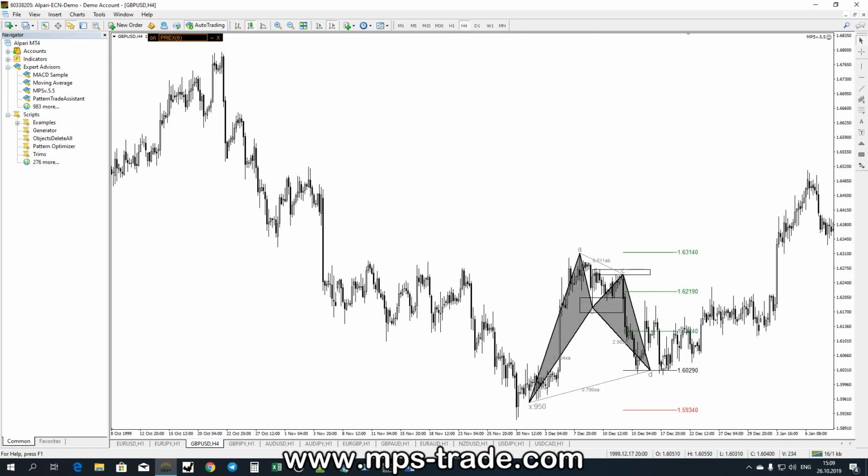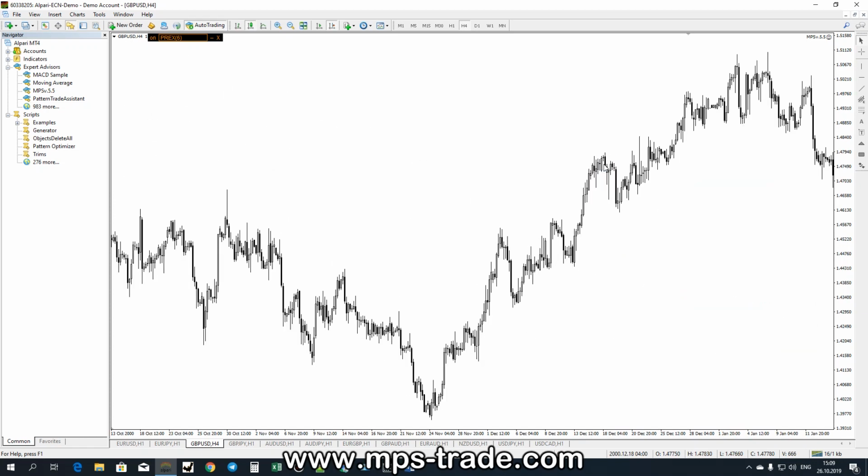So this is the first pattern, and what we see here is that price reversed exactly at 786, and this means that we don't need that large stop loss. We could place it closer to our entry, somewhere here, maybe here, and it would work as well. Okay, now let's go next.